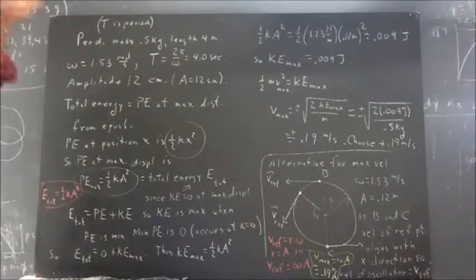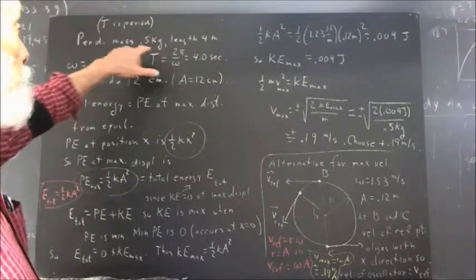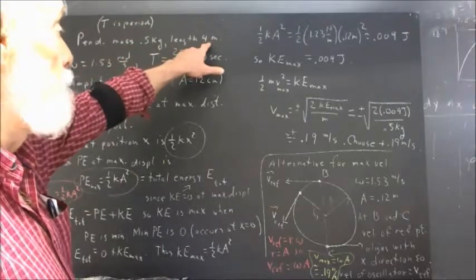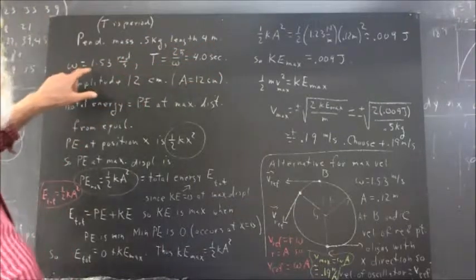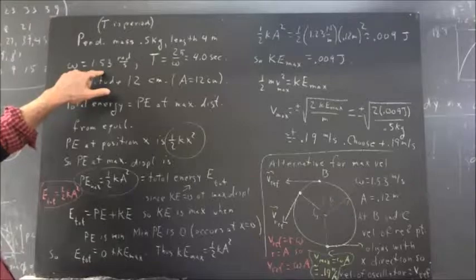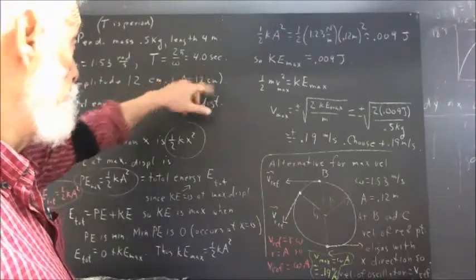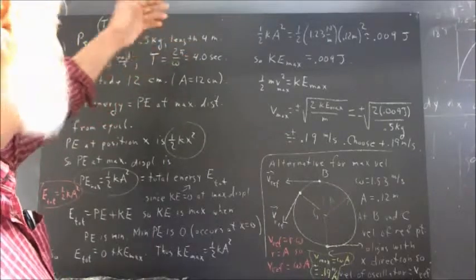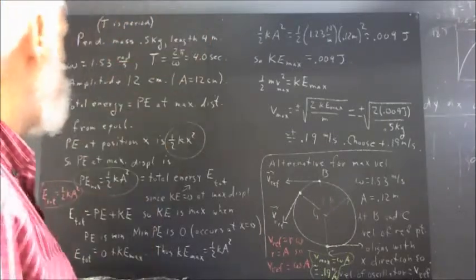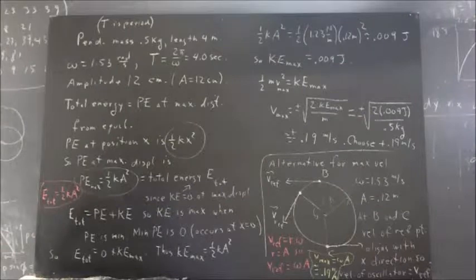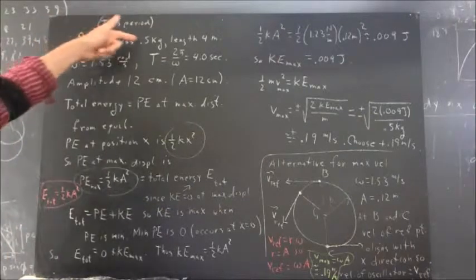Okay, we've just determined that a pendulum of mass 0.5 kilograms and length 4 meters has an angular frequency of 1.53 radians per second, which entails a period of 4.0 seconds. That's not exactly 4 seconds, but to two significant figures, it is 4.0 seconds. Now, the mass didn't really matter.